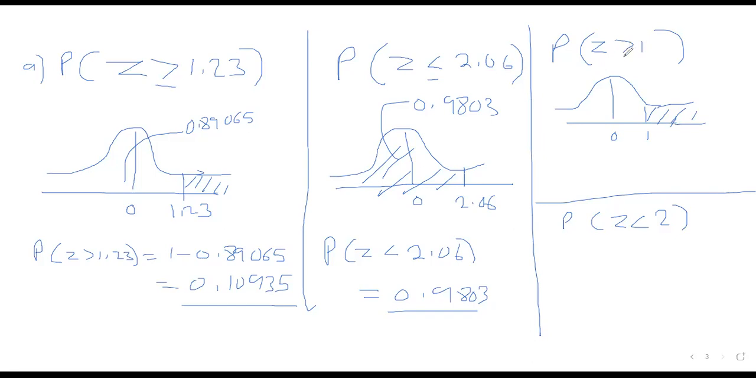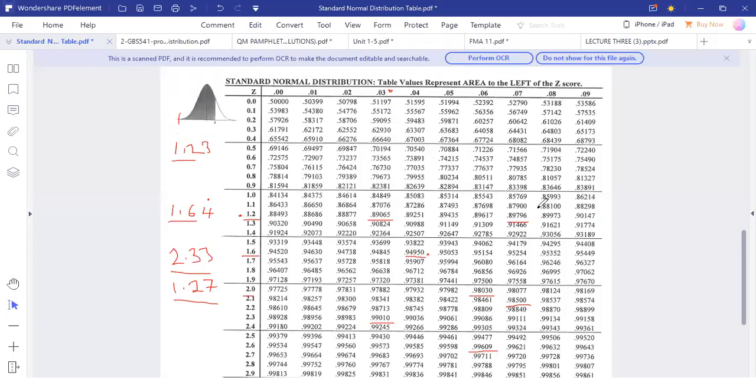Then what's the next step? The next step is to read from the table. What is the reading for 1? 1.0. What is the reading? 0.3413.